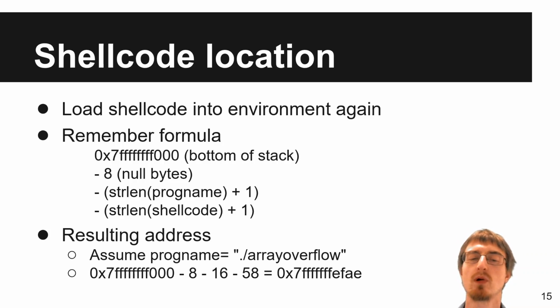If we assume the program is called ./array_overflow, then we can compute the number. So keep in mind that the program name matters because its length is a factor here. If the program name is longer, the shellcode environment variable ends up in a different place. So we do need to know this, but knowing this, we can compute exactly what the address will be.